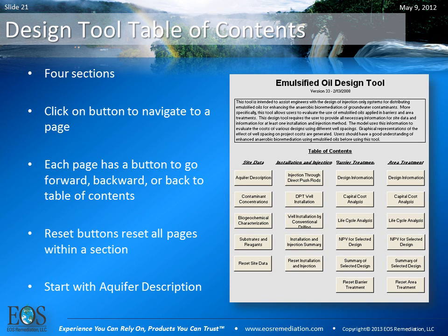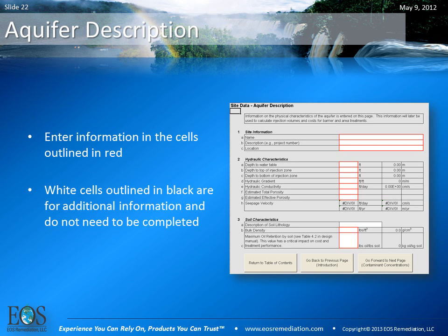The first that you'll deal with is your Aquifer Description. It's pretty self-explanatory. They use some common information: your depth to water table, top of the injection zone, bottom of the injection zone, so that's your screened interval, what's your porosity, what's your effective porosity, and then it will calculate a seepage velocity for you.